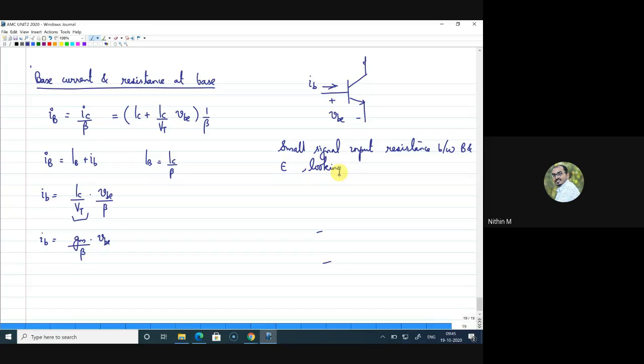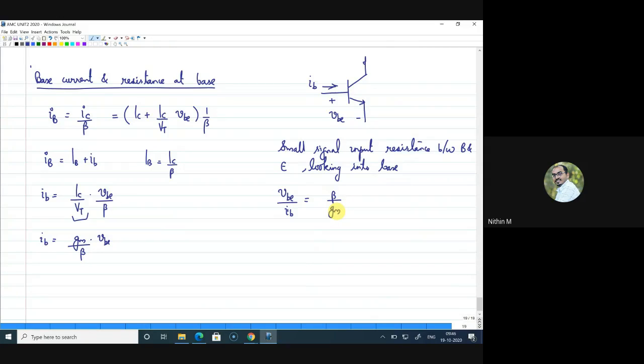So if I look into base, I can in fact obtain a finite resistance looking into base. That is what we even mentioned in the beginning. So how will I get that? That resistance is in fact VB by IB. That will be VB by IB. So VB by IB from the previous relation is beta by GM.